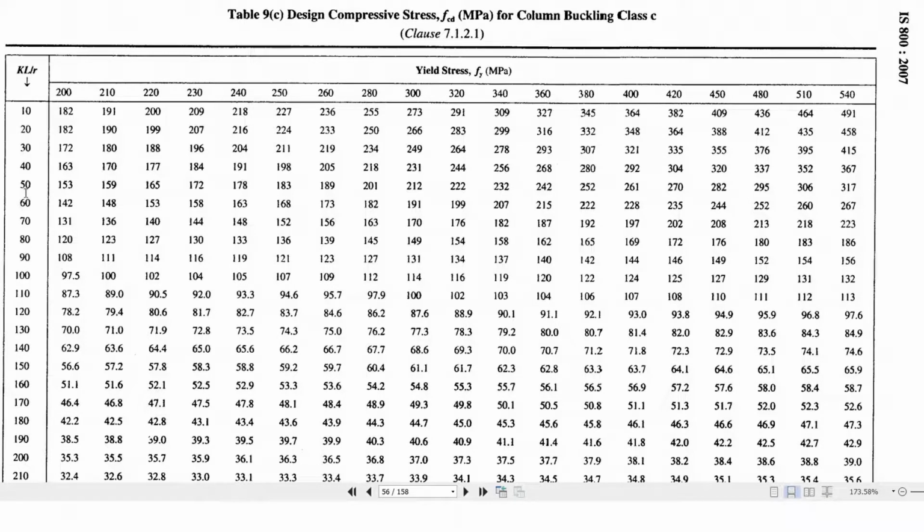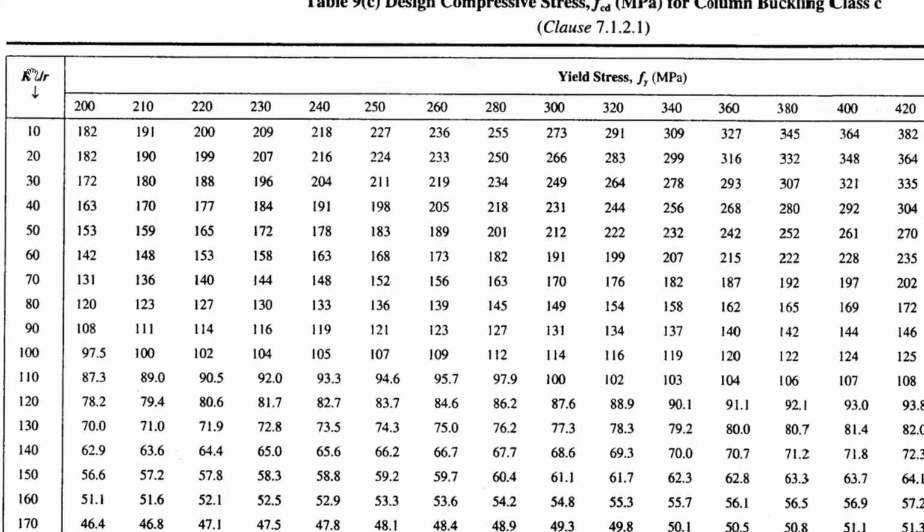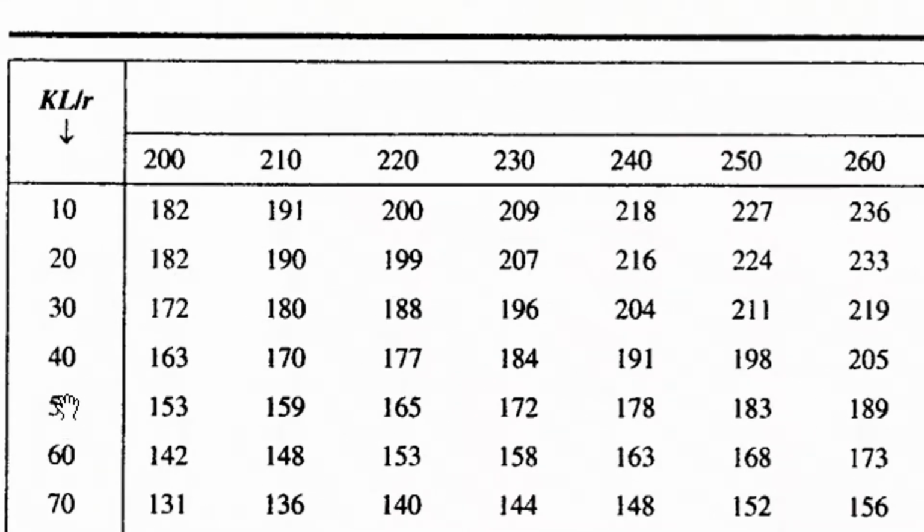Before doing linear interpolation, let's note down the value of FCD corresponding to 50 and 60. My slenderness ratio is 51, so I'm going to take 50 and 60. For 50, yield stress of 250, the value is 183. Then for 60, the value is 168.